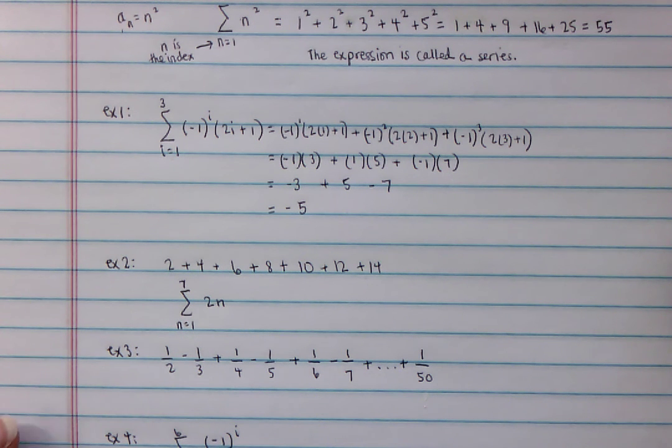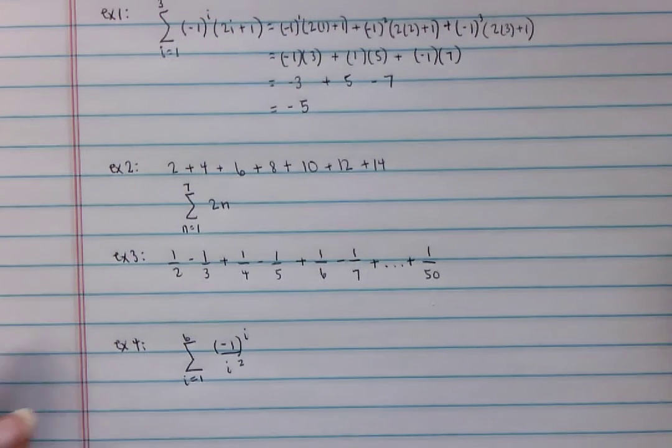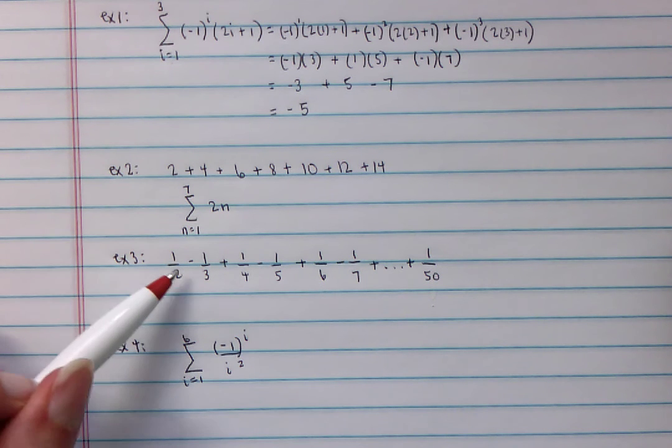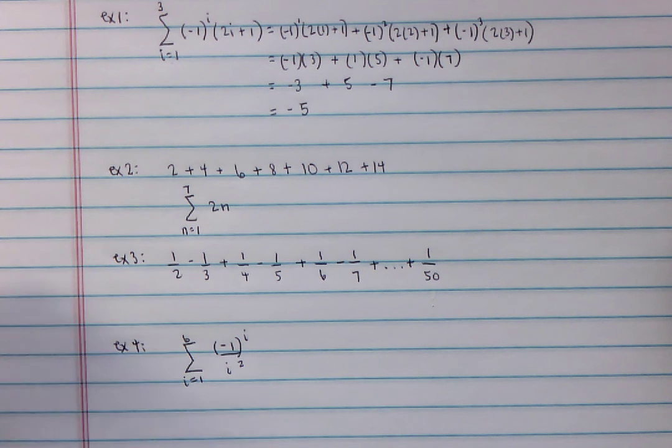Let's try a little bit more of a difficult one. So now this next one, we have to figure out the nth term, but we also have alternating signs. And again, on the last video we talked about that. You use powers of negative 1.